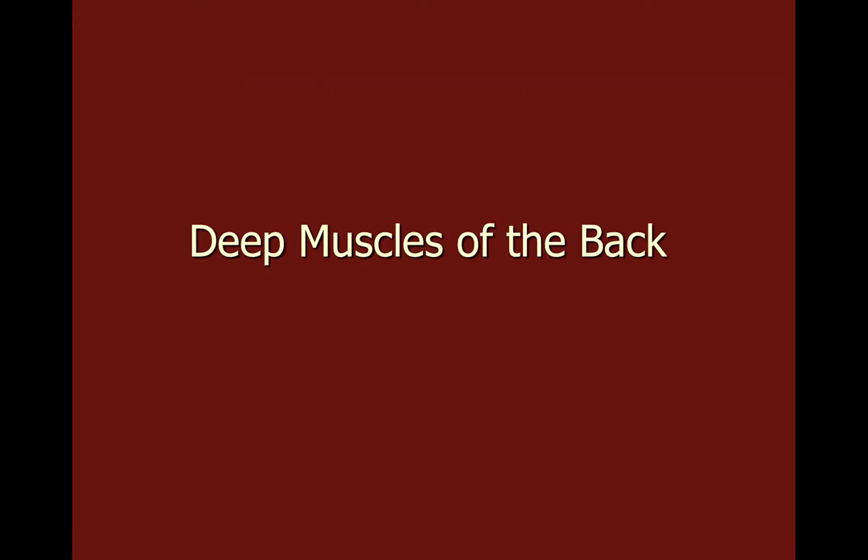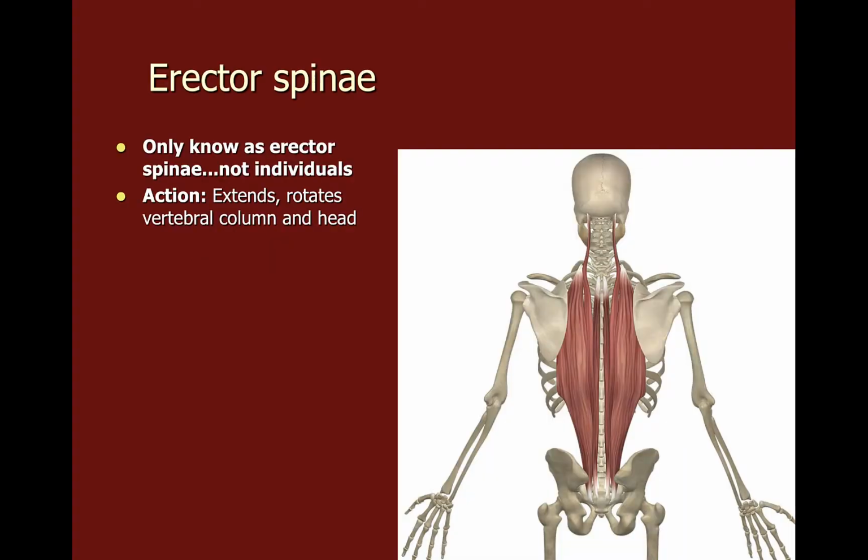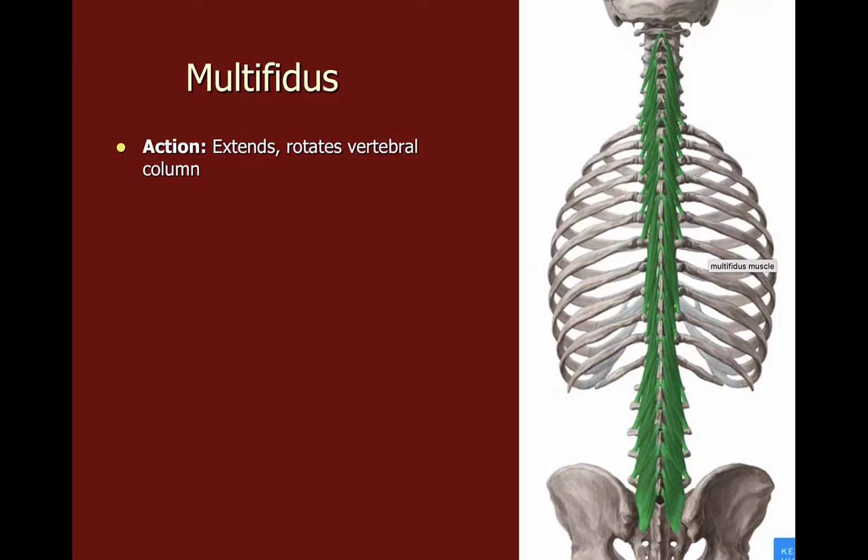Welcome back. Let's go over the back. First, we have erector spinae. Again, a group of muscles, but you only need to know them as the erector spinae muscles, not individual muscles. The erector spinae are going to extend and rotate the vertebral column and the head. Multifidus is going to extend and rotate our vertebral column.